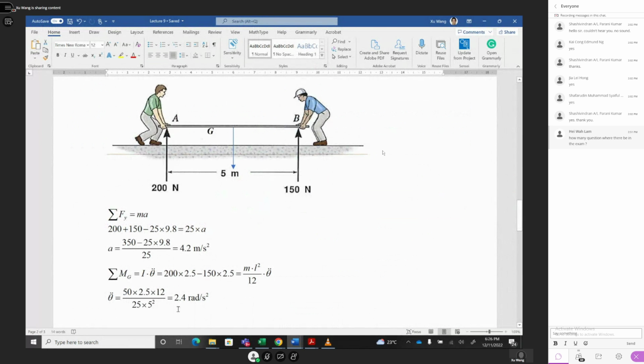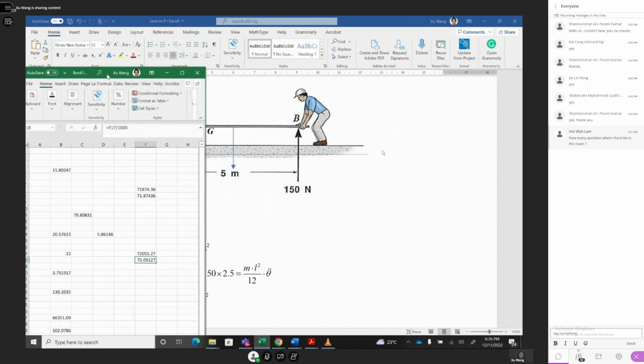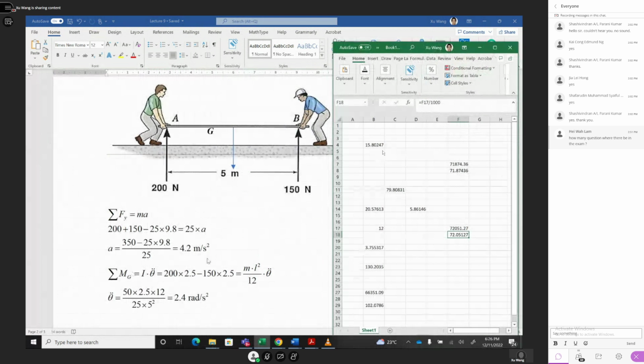Okay, 2.4. We can double check which one is right. Okay, so we double check. And this is a little bit different. We can go to equal to this decimal problem.